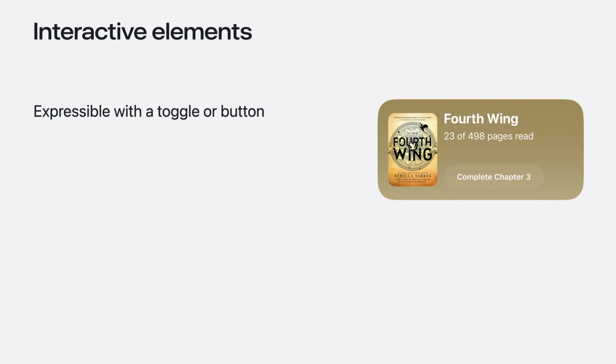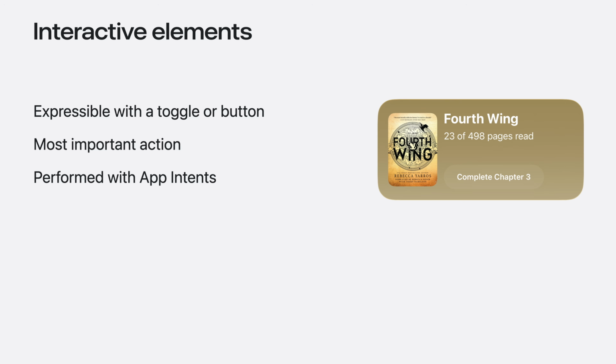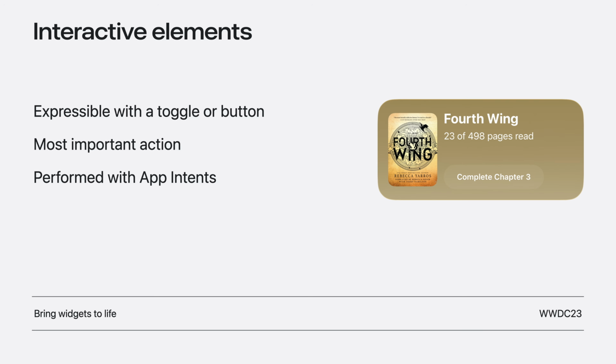When you're thinking about interactive elements, here are a few things to keep in mind. Widgets can surface interactive elements as either a toggle or a button. Think about the most important action in your app and expose it from your widget, like the complete chapter button on the reading log widget. Widget views are archived and rendered by the system, so your code isn't running while the widget is on screen. Buttons and toggles take an app intent that the system can execute on your behalf when someone interacts with the element. To learn more about interactive widgets, check out Bring Widgets to Life from WWDC26.